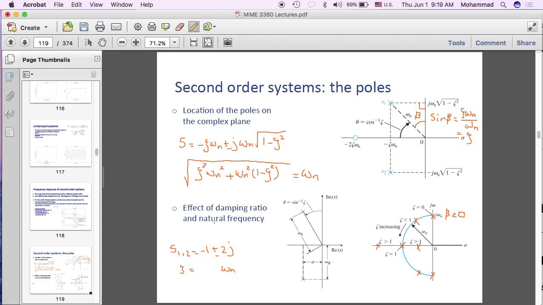So let's start with omega n. What is omega n? Omega n is going to be the square root of 1 squared plus 2 squared. Now, negative 1 is here, 2 is here. So if you take 1 squared and 2 squared, you get the square root of 5 radians per second. That's your natural frequency. Do you agree?